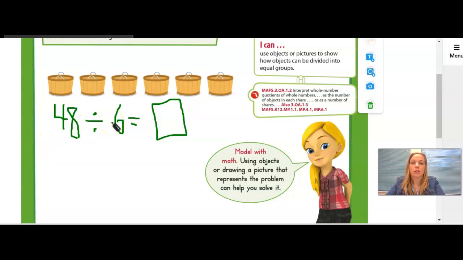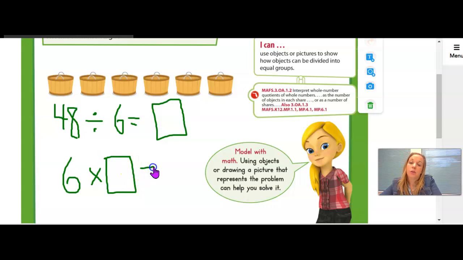Okay, so I have 48 divided by 6. Now, how can I use multiplication to do this? Well, because it is opposites, I know that 6 multiplied by something, not really sure what yet, equals 48. Now, I want you to think, 6 times what equals 48? 6 times 8 equals 48.